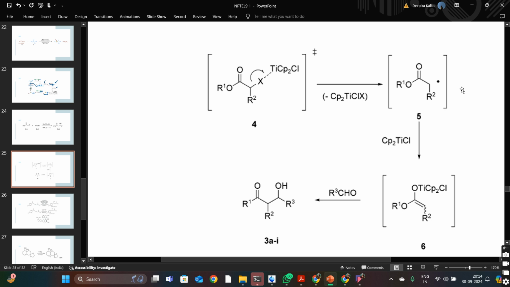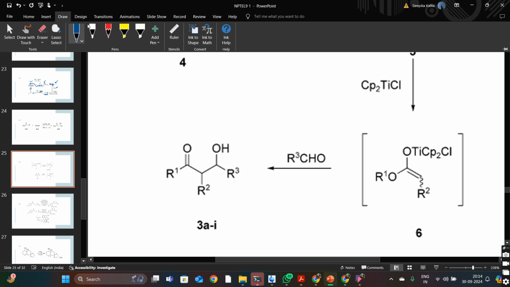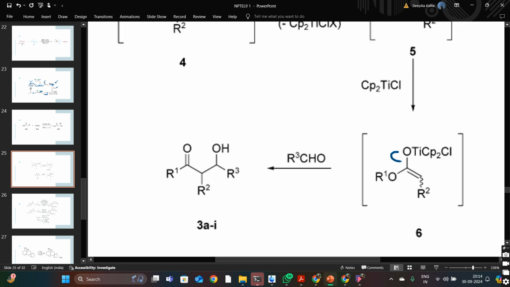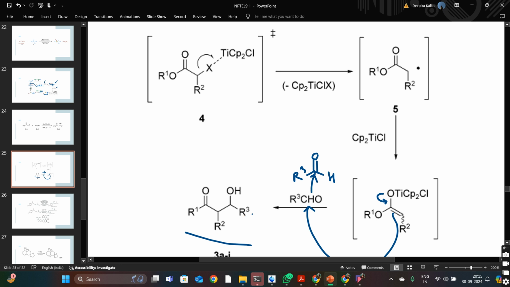So after the formation of this radical, this ketone will undergo enolization, and we are going to get our second intermediate of this type. And after the formation of the second intermediate, what will happen? The enolate is going to attack the aldehyde carbonyl carbon. So here we are going to get the attack, and after the workup we are going to get this beta hydroxy ketone as the final product.